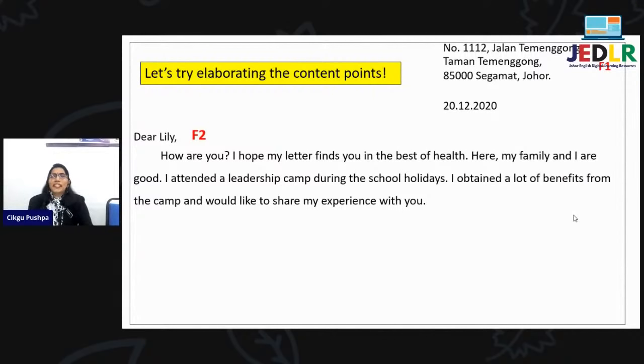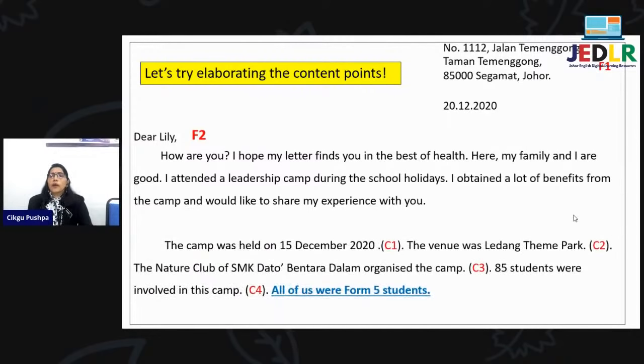Very familiar? Okay, good. Right, now we have the address, you have the greeting, and you have the introductory paragraph. You don't have to touch anything here. Now comes the supporting paragraphs. You have 4 points, right? You don't have to elaborate or bring details to all the content points, because some content points don't really need elaboration. As you can see here, C1, C2, C3. If you do not want to write any details, no problem.